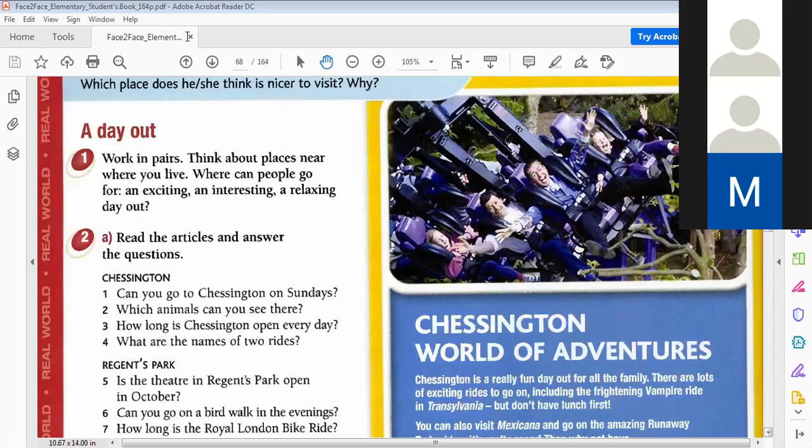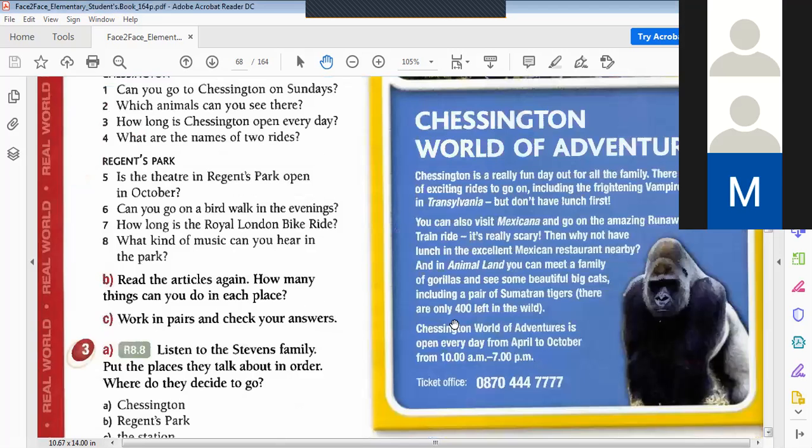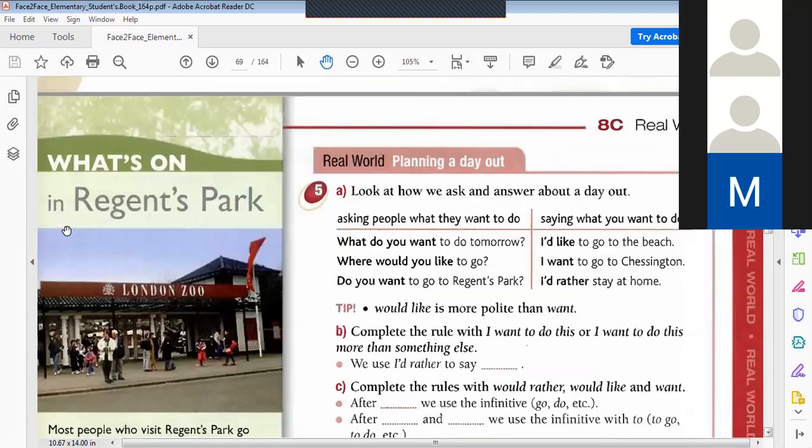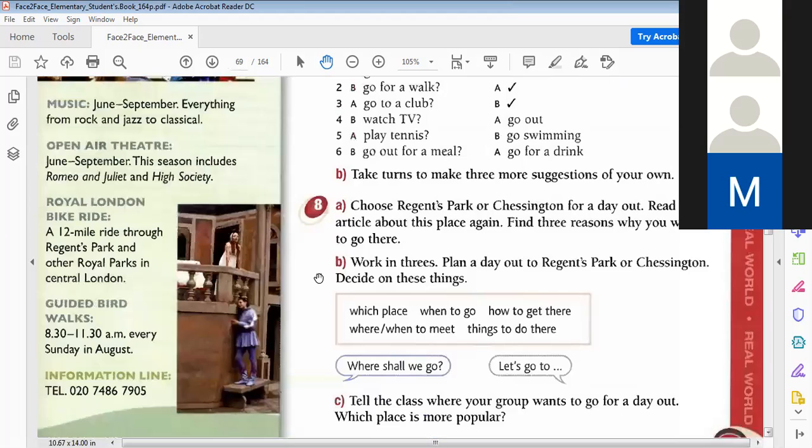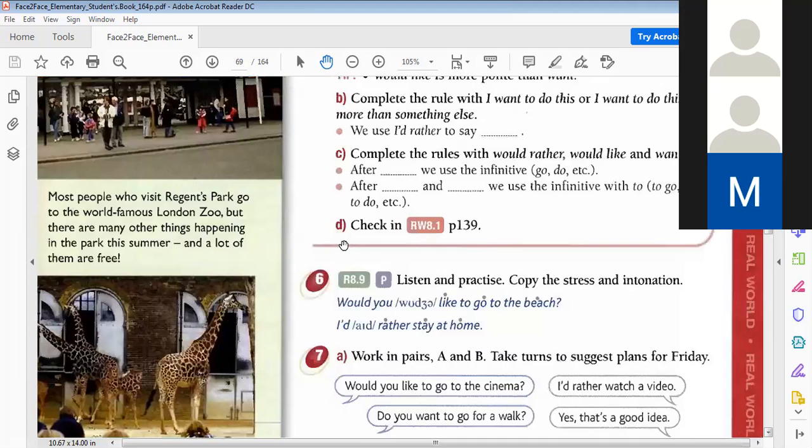Okay, so this means for you maybe Regent's Park is better, right? Ranim, what do you think? Where would you like to go? Would you like to go to Regent's Park or to Chessington? Which place do you prefer, Ranim? Okay, Ranim's not there. Let's move to our next part, but I have a quick question.